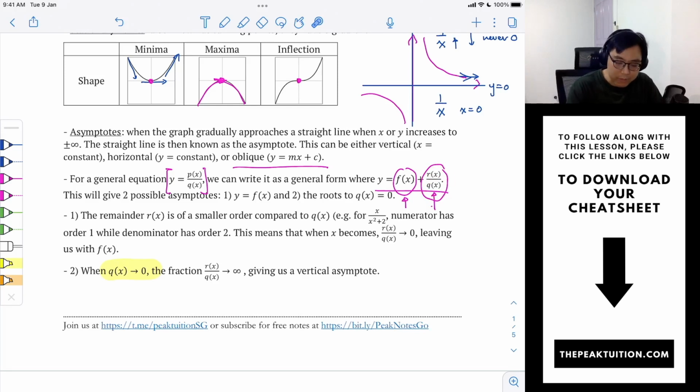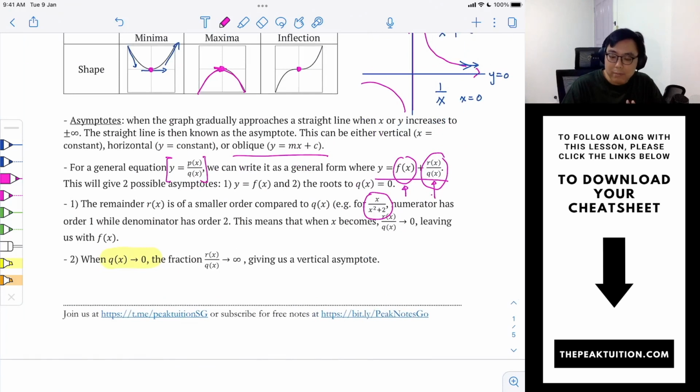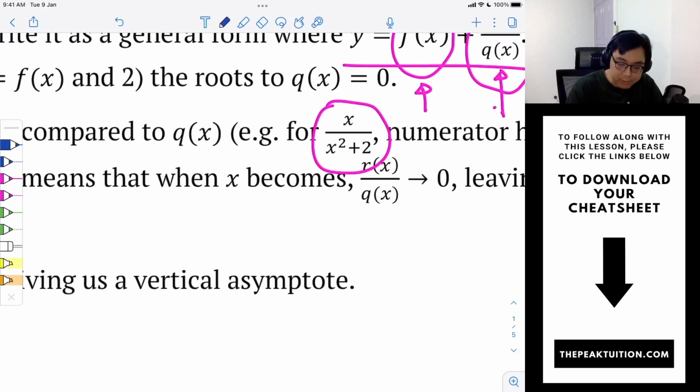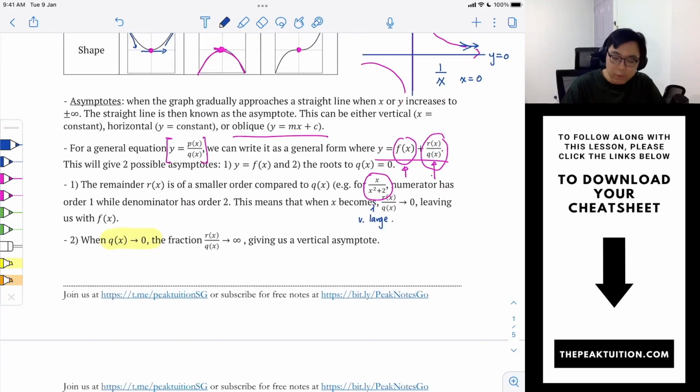An example of having a smaller power can be seen here. What I mean by having a smaller power is like this. We see that when x becomes large, x squared becomes even larger. So eventually when x becomes very large, this whole fraction becomes very small. It's as good as 0. So when x goes to infinity, now there's a typo here, it becomes very large. This entire fraction goes to 0. And when it goes to 0, we are basically left with f(x).